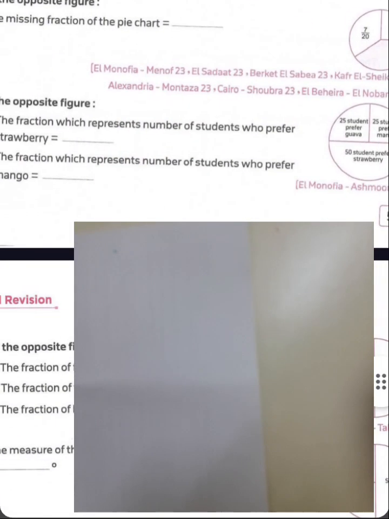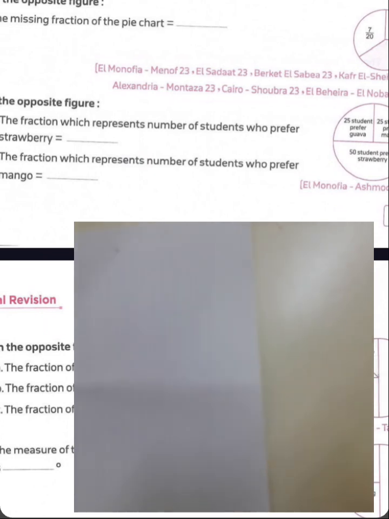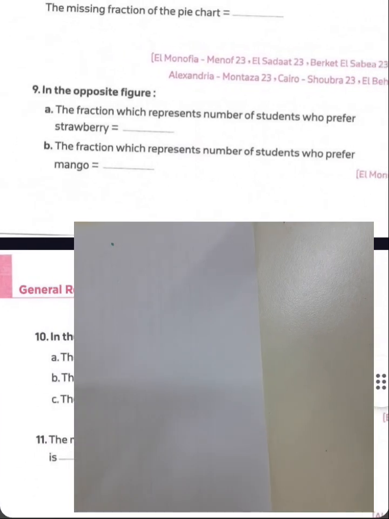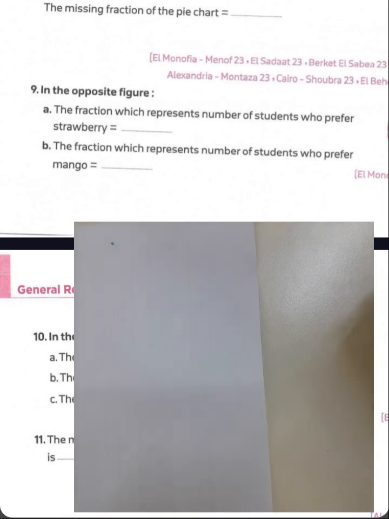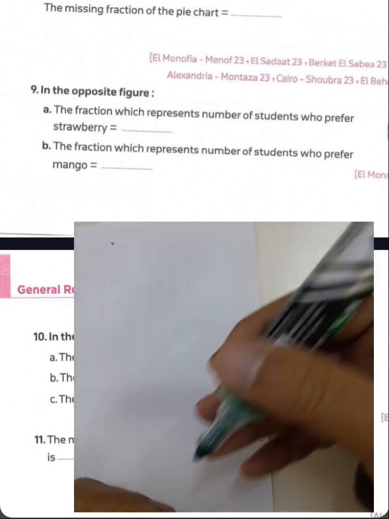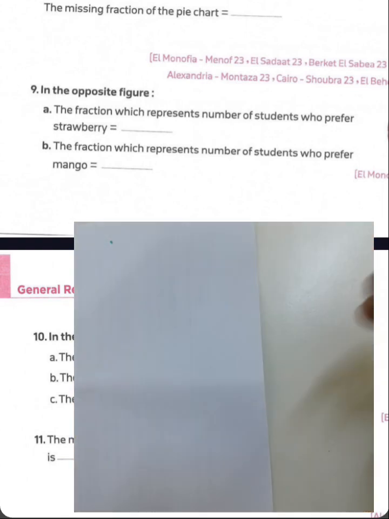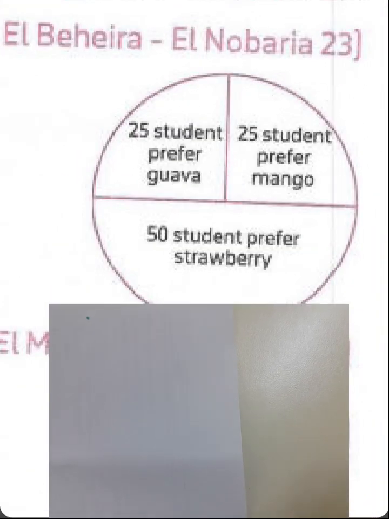Here, question number 9. The opposite figure is the fraction. He asked about the fraction which represents the number of students who prefer strawberry. How many students here prefer strawberry? 50 students prefer it. Okay, 50. Then he wants to find the fraction for this question. Okay, he wants to find the fraction.